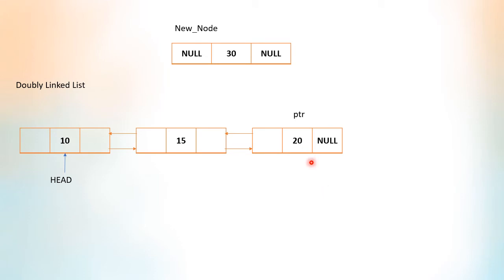At this position, we have to insert the new node, and for that purpose, you have to change this field and this field. So pointer next is equal to new node and new node previous is equal to pointer. By assigning this, we can insert the new node at the end of the doubly linked list.